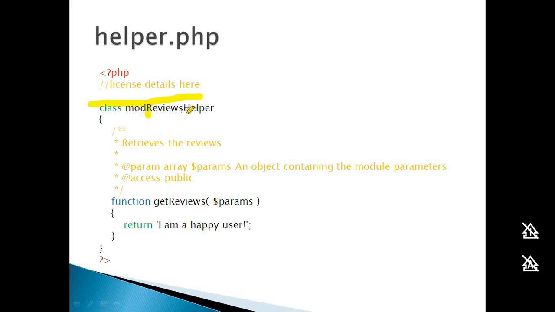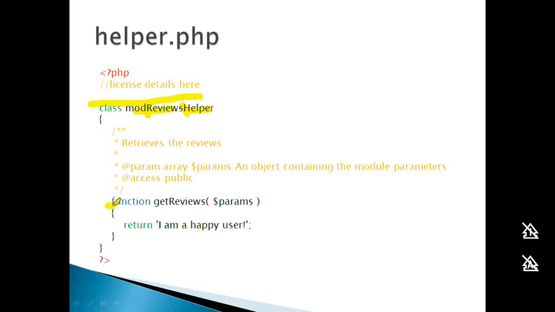You would see that the R and H are in capital mode. Yes, it is for better visibility. So whenever you create a class, it is much more visible what kind of work it is doing and what type of class or file it is. So here you can see that this is related to mod reviews, and it is a helper class.